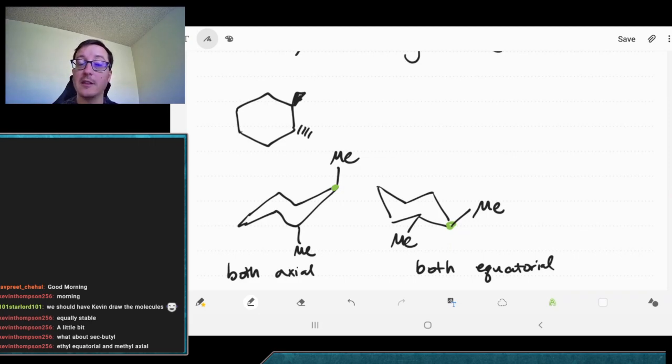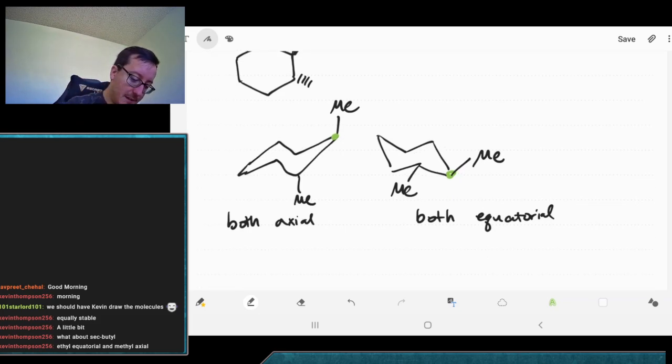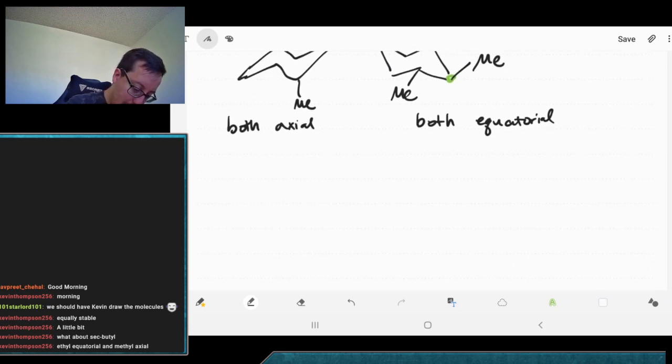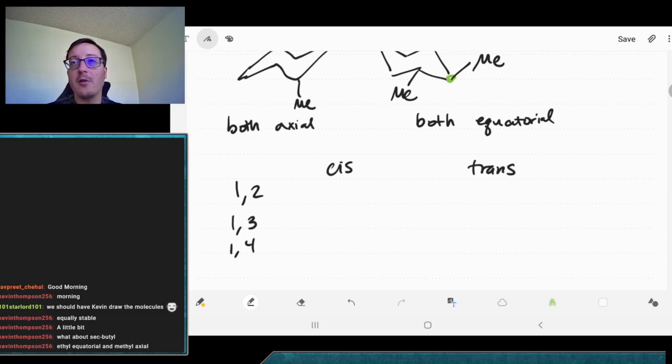Very easy. With a trans relationship, when you have 1,2 disubstituted cyclohexanes, you can have both substituents be equatorial. And that's always going to be better. So you don't even have to think about which one's bulkier, just put them both equatorial. And so we can see here we're going to have some patterns. I'm not going to draw them all. You can have fun with them.